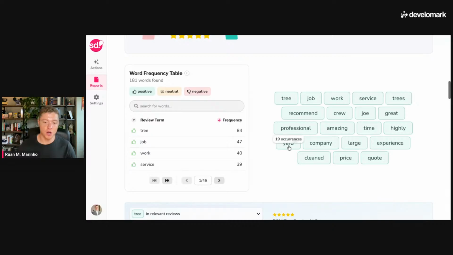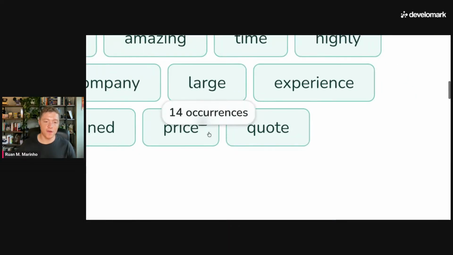The third one is, or the sixth one is yard. So we may want to talk about yard cleanup. That might be an important thing for people to see. And the large company and experience. We really want to talk about those things because this is not a fly-by-night business. This is an experienced company. And then, of course, we want to talk about getting a price quote directly through the website. So these are things that show up very often.